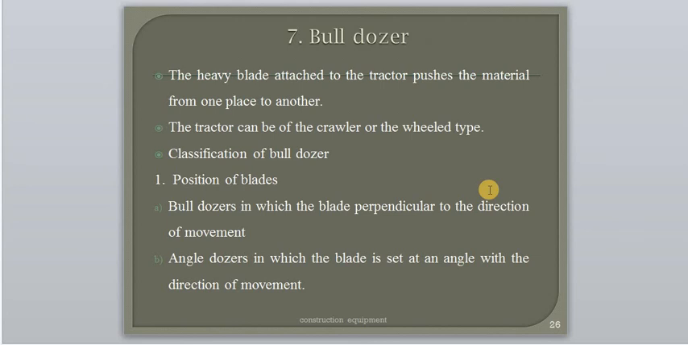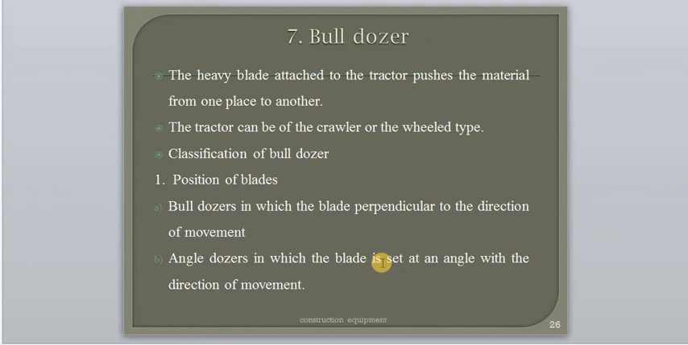The tractor can be of the crawler or the wheeled type. In the classification of bulldozers, there is the position of blades. Depending upon the position of blades, bulldozers can be divided into different types. Bulldozers in which the blades are perpendicular to the direction of movement. The next classification is angle dozers, in which the blade is set at an angle with the direction of movement. Here it is perpendicular to the movement, and here there is some angle to the movement.